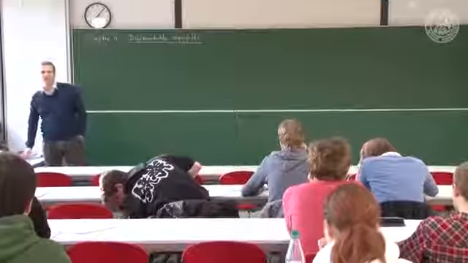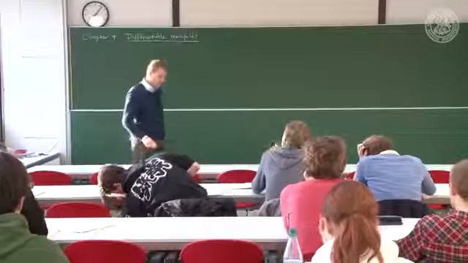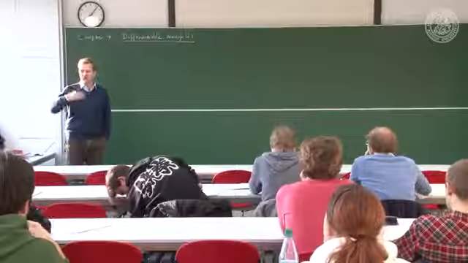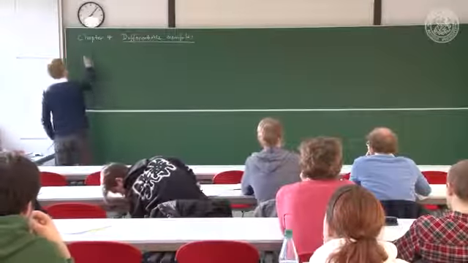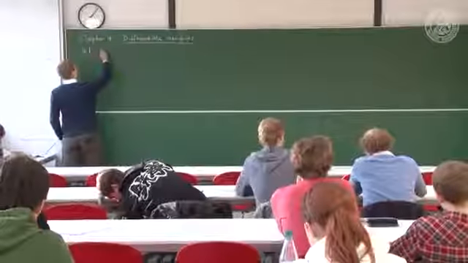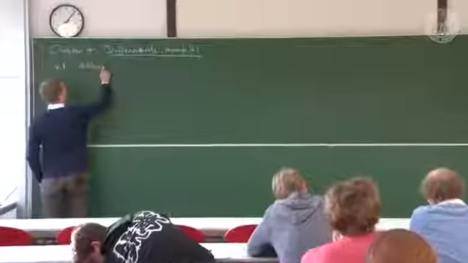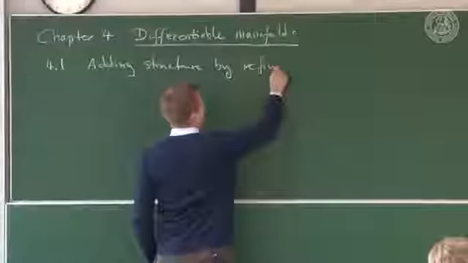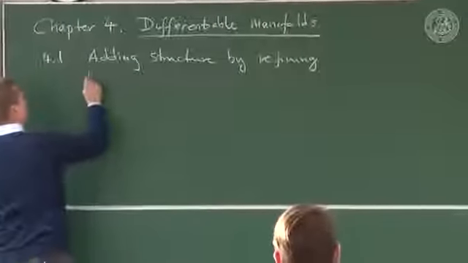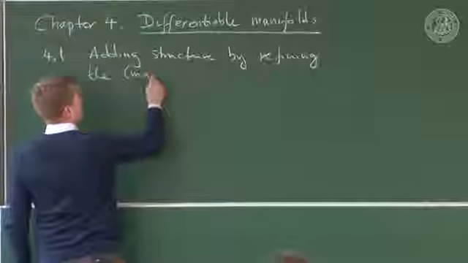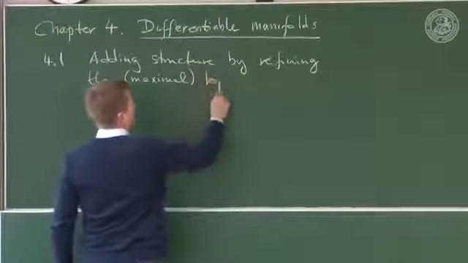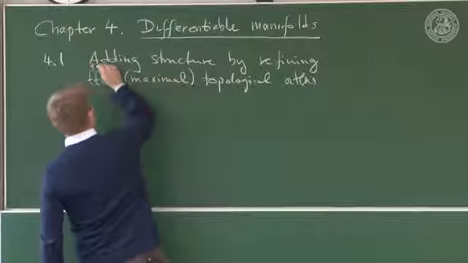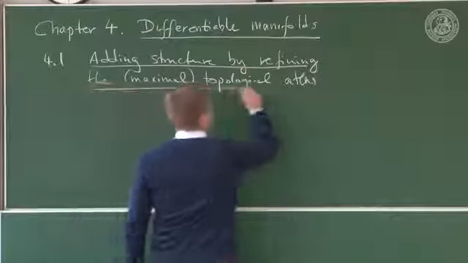Today we'll turn to differentiable manifolds, and we pass from topological manifolds to differentiable manifolds by actually removing charts from a topological atlas. So that's the first step, 4.1, adding structure by refining the maximal topological atlas, or the maximal C0 atlas.